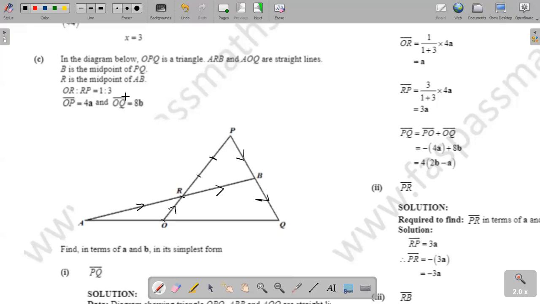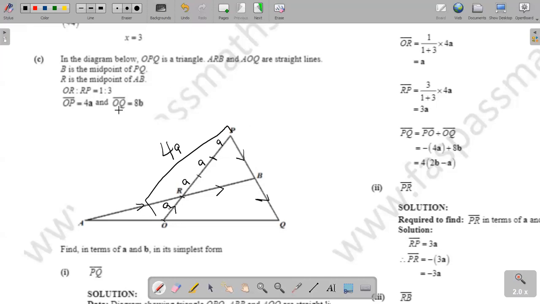Now this is time for us to label the information. Look at this now. They tell us that OP is 4a. How many pieces does OP have? 4. That a means from here to here is a, and from here to here is a, and from here to here is a, and from here to here is a. That's why the whole entire thing will give us how many a's? 4a. If you got it, say got it. I love it. Let's go.